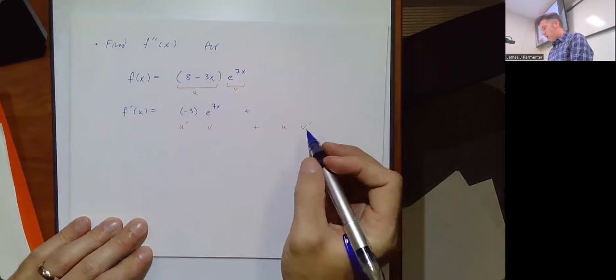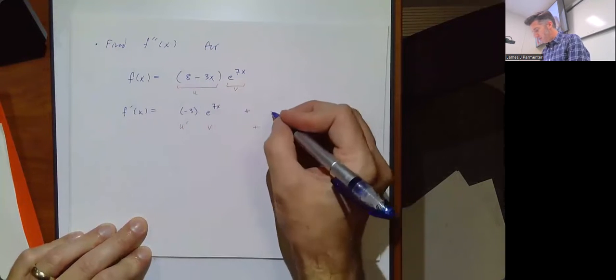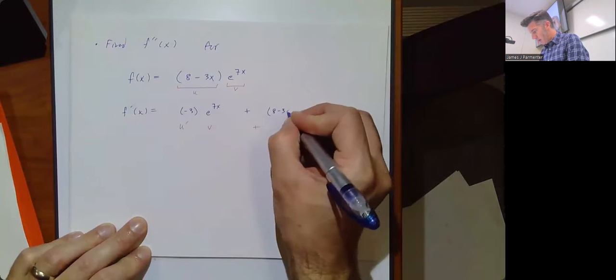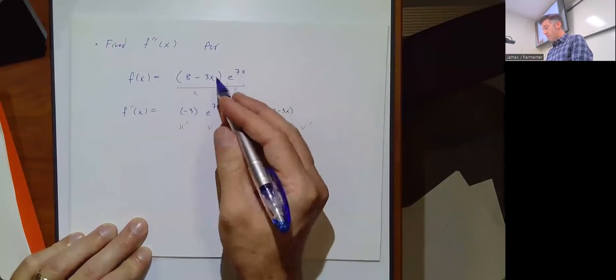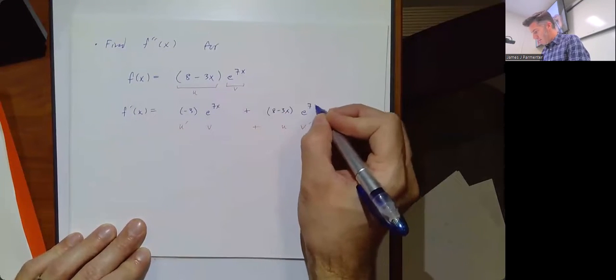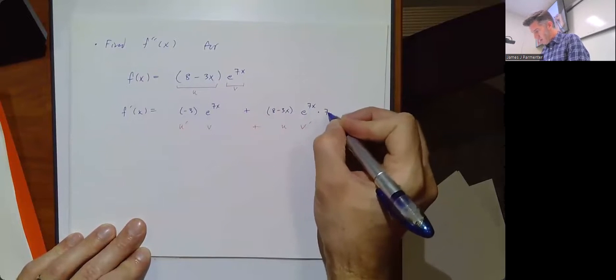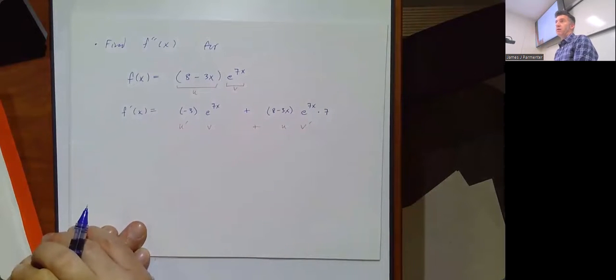Plus, switch it up. Leave the u alone. 8 minus 3x. And then the derivative of e to the stuff is e to the stuff times the derivative of the stuff, which is 7 in this case.